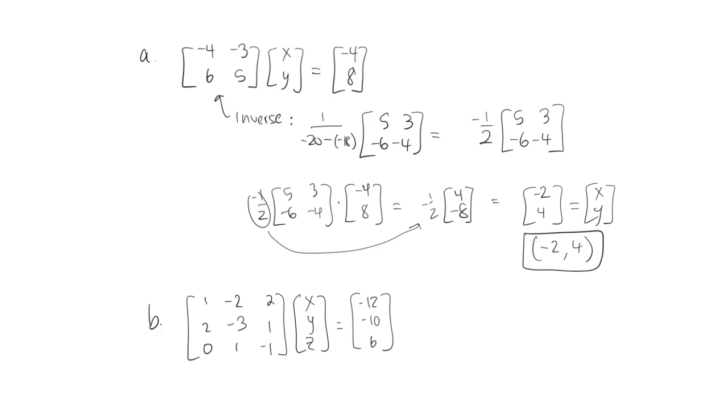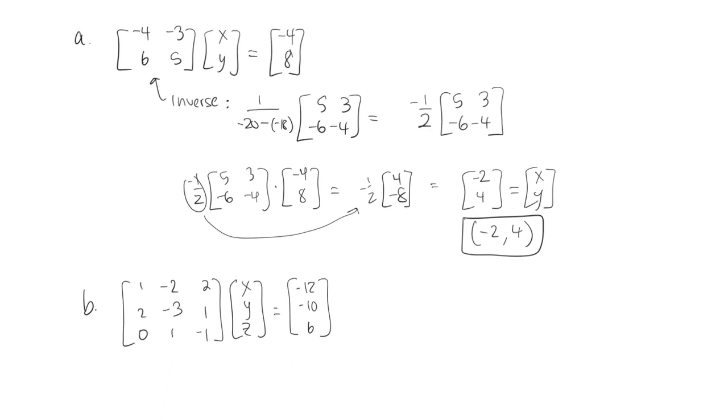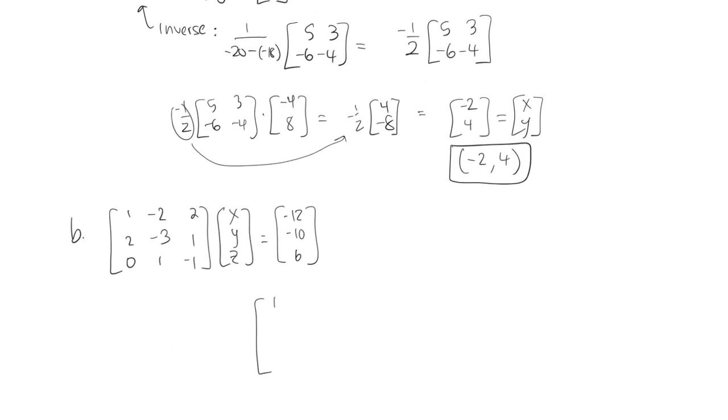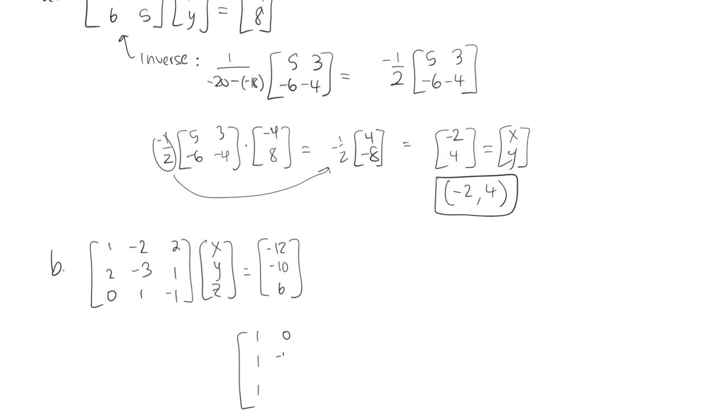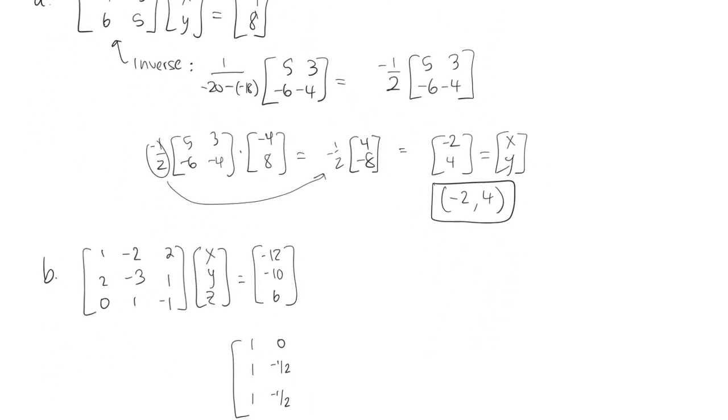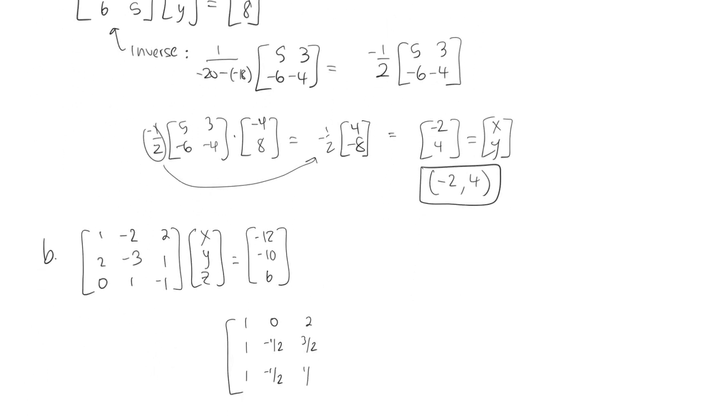We already know the inverse. It's given to us here. So we can skip this whole part of finding the inverse. Now we just need to show the inverse multiplied by this matrix here. So the inverse multiplied by this matrix.